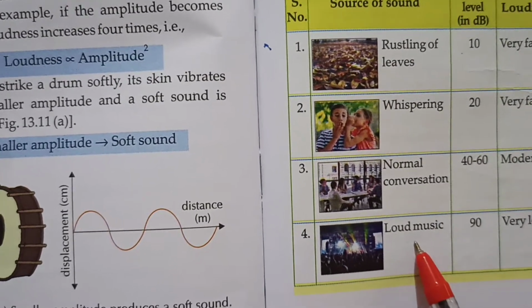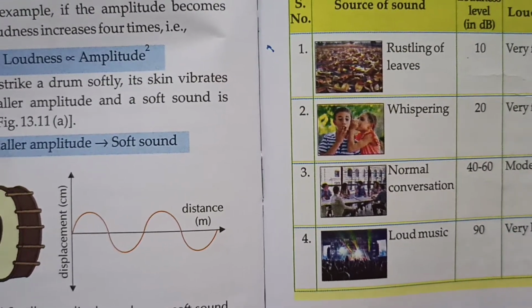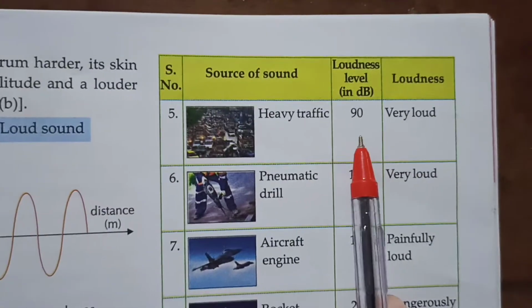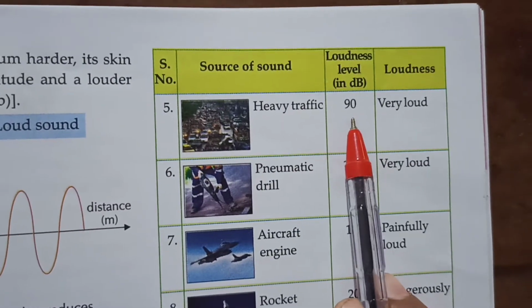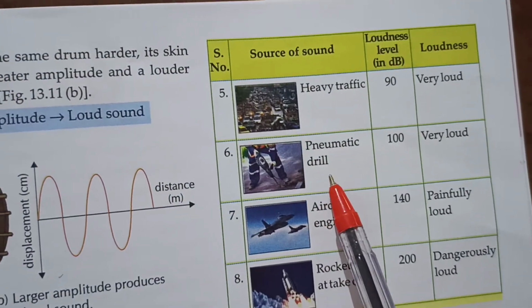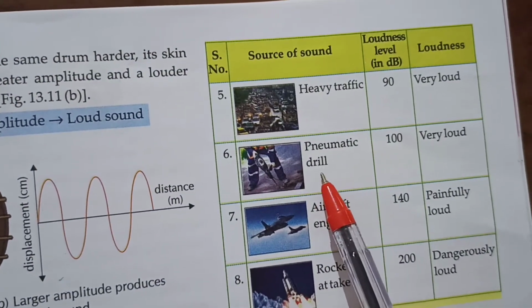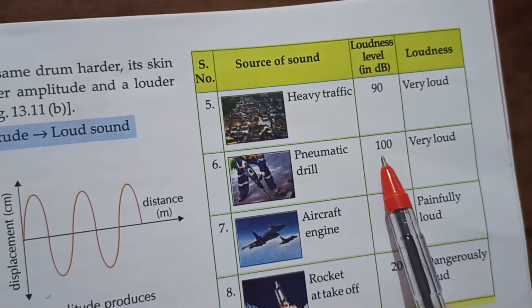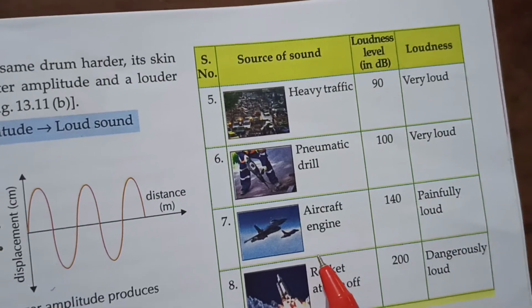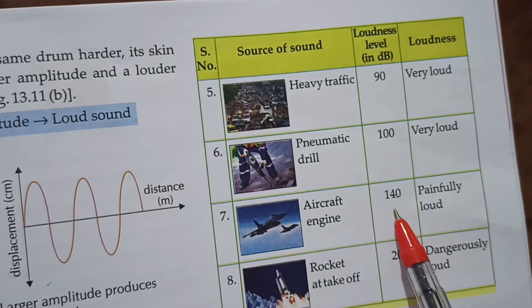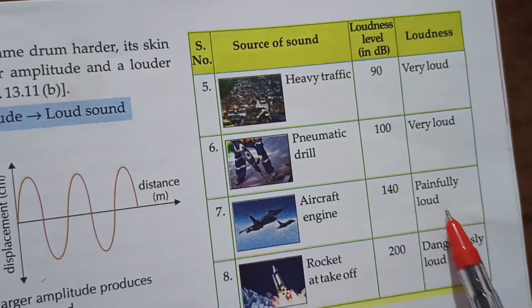Loud music, 90 decibel. Loudness is very loud. In heavy traffic the level is 90 decibel and loudness is very loud. Pneumatic drill, that means it works on air column, 100 decibel, very loud. Aircraft engine, 140 decibel, painfully loud.